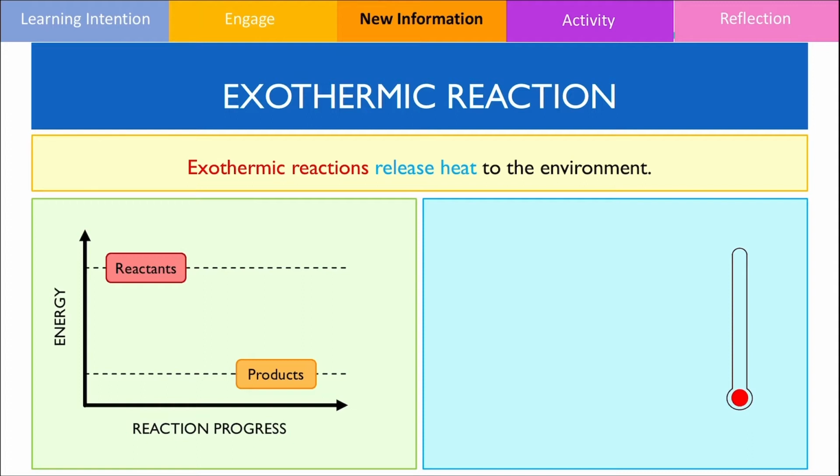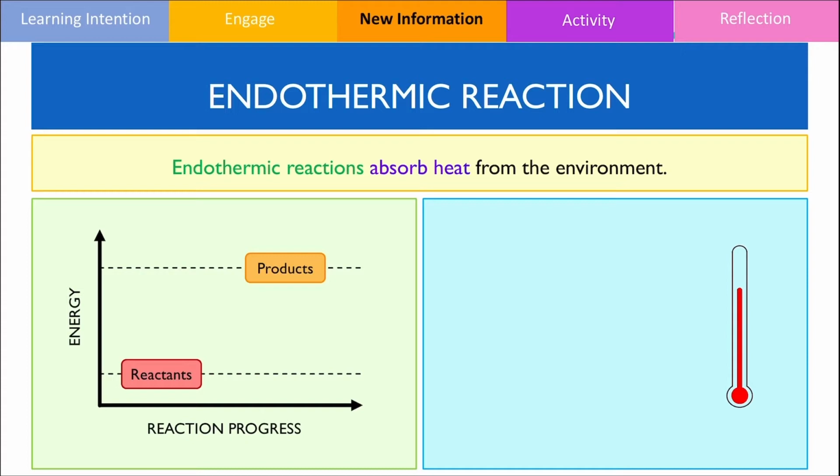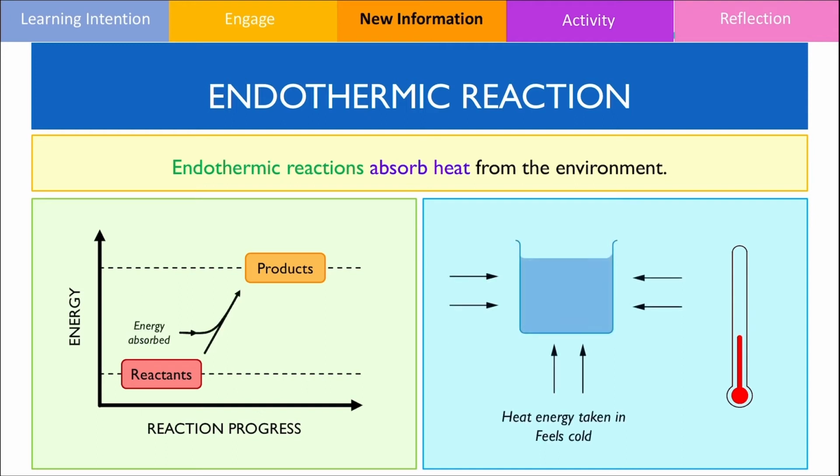We can classify chemical reactions that release heat to the surrounding environment as exothermic reactions. Energy is released because the energy content of the reactants is greater than the energy content of the products. On the other hand, endothermic reactions are reactions that absorb heat from the surroundings. Because the energy of the reactants is lower than the products, it will need to absorb energy from the environment.